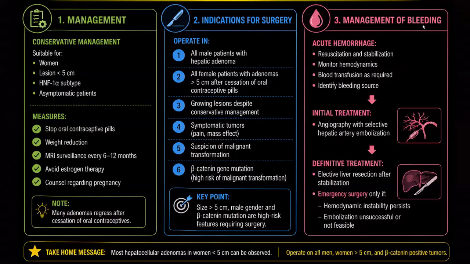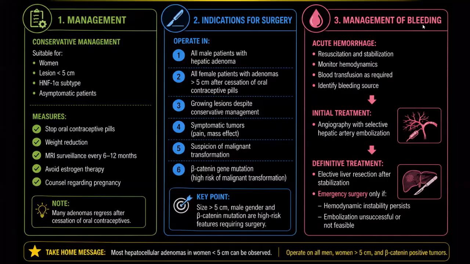Management of bleeding, as we saw, it is commonly seen in the telangiectatic type. The routine measures are resuscitation, hemodynamic monitoring and management, blood transfusion. Initial treatment will be angiography with selective arterial embolization, and this is followed by liver resection after stabilization. Emergency surgery usually is never required, but you may need it only if embolization is unsuccessful or not feasible.